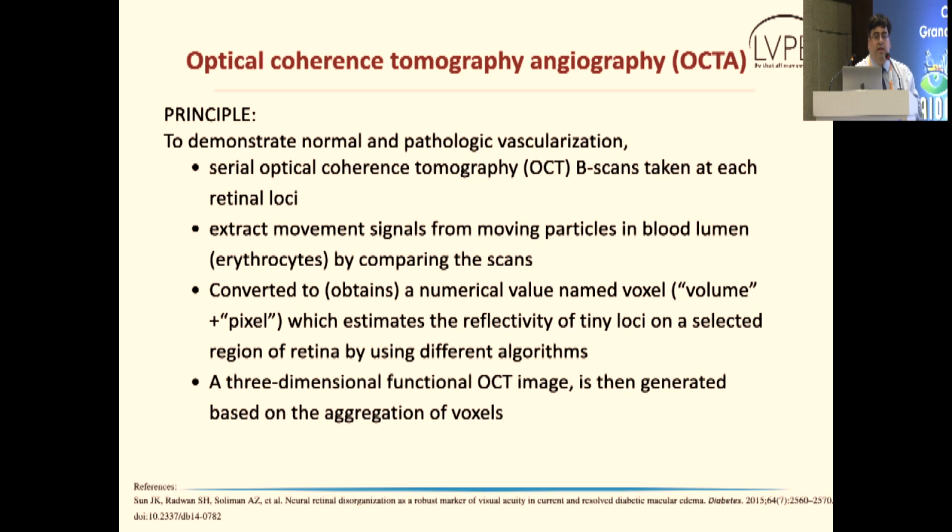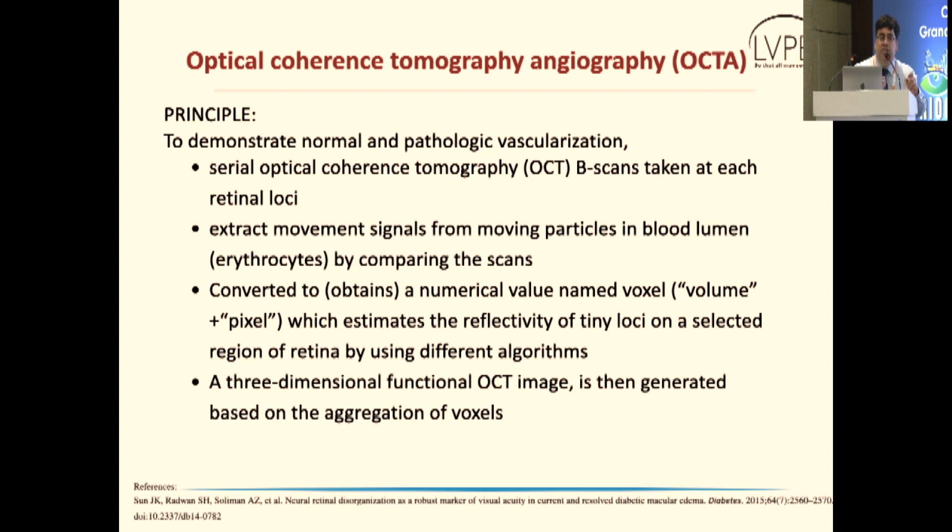To understand the difference in machines, first you also need to understand the principle of OCT angiography. To understand normal or pathological vasculature, serial OCT B scans are taken at each particular retinal point, and because of the blood moving within the blood vessels, the signal varies when the scans are repeated at the same point. This is basically reflections coming from erythrocytes within the blood.